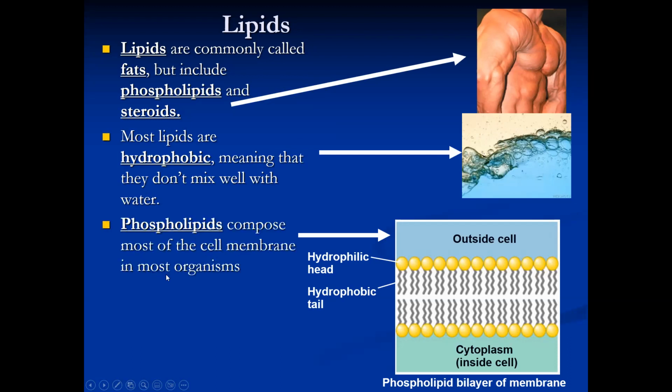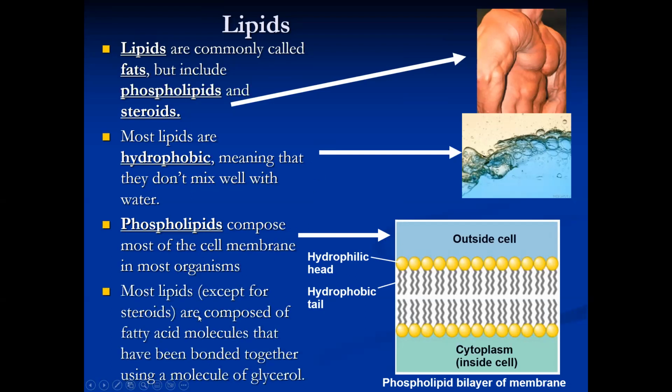Phospholipids compose most of the cell membrane in most organisms. So the outside of a cell is made up of this material called a phospholipid. And it's really interesting because you have a hydrophobic or oily tail down here in gray, and the hydrophilic or water-loving head, phosphate. So because it has these two pieces, the oil parts stick together and the water sticks to this yellow ball, and this forms a membrane. And it does it automatically. Take this material and mix it with water, you're automatically going to form this membrane. Most lipids, except for steroids, are composed of a fatty acid molecule that's been bonded together using a molecule of glycerol. I'll show you how that works later.